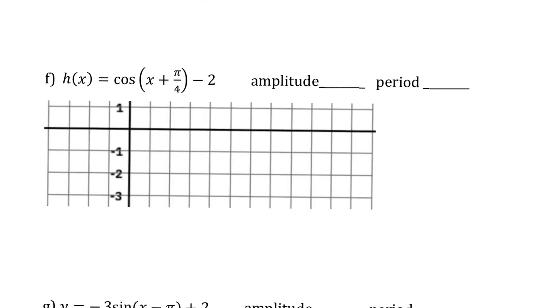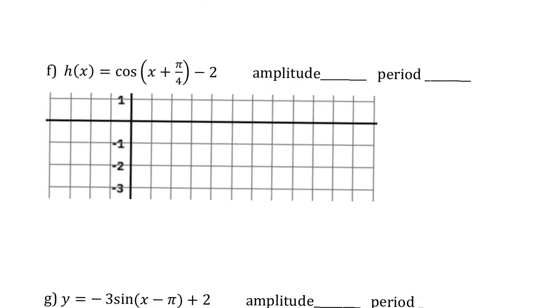Okay, let's try F. Oh, F's got a lot of stuff going on. Amplitude's 1. Period's 2 pi. Okay, what is this going to do? It's going to go left pi over 4, and it's going to go down 2. So I'm going to redraw my midline at down 2 because we're actually okay with the verticals.